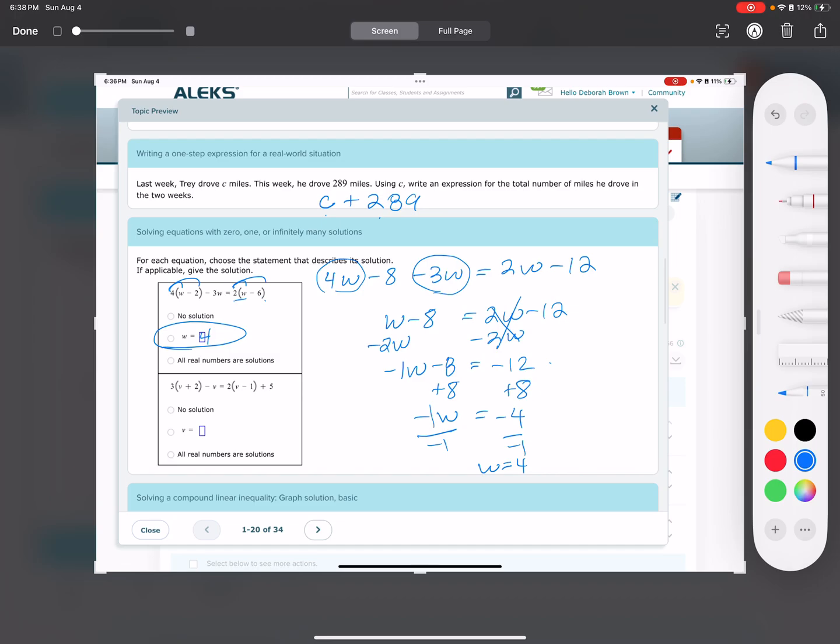Let me do the bottom one. Let's switch to red. This one here is going to be 3v, 3 times 2 is 6, minus v equals 2v minus 2 plus 5. So I get 3v minus v is 2v plus 6, and on the right, minus 2 plus 5 is plus 3.